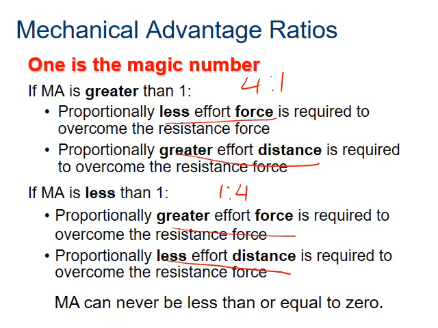Mechanical advantage can never be less than or equal to 0, so it cannot equal 0 or be less than 0, I guess. I want you to take a second to think of why and what that would mean, okay?